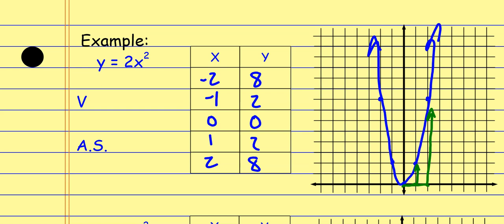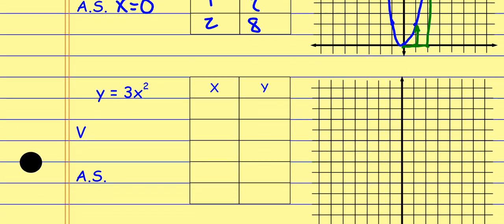And so that value out front, we call it the A value, the thing that's in front of the x squared. It basically multiplies the height. And so in this one, the vertex is still the same. The axis of symmetry is still the same. The thing that changes when I change that value out front, instead of having a 1, is the shape, okay?